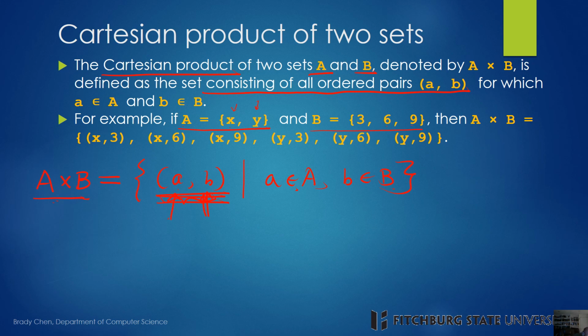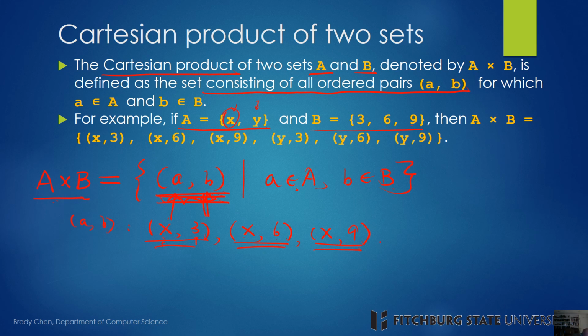Now what is A times B? A times B should include all the ordered pairs of A and B. Let's take a look at the first element in A. That should be (X, 3). So it's an ordered pair: the first one belongs to A, and the second one belongs to B, right? And then also X, you don't change the value X in the first set, but you change the value of the second set. So (X, 6) and also (X, 9). So these are three elements which belong to A times B.